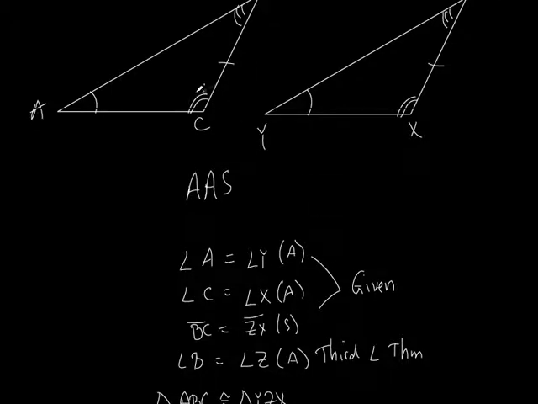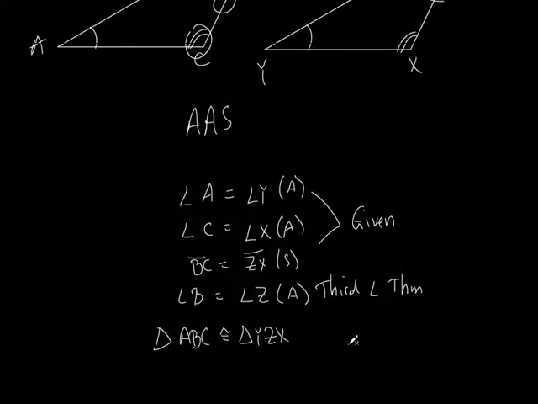So now we have what? An angle, a side, and an angle. So now I could use angle, side, angle. But using angle, angle, side saves us the step of saying that third angle theorem. That's why it's a theorem and not a postulate, because it's like a spin-off from angle, side, angle. Make sense? All right.